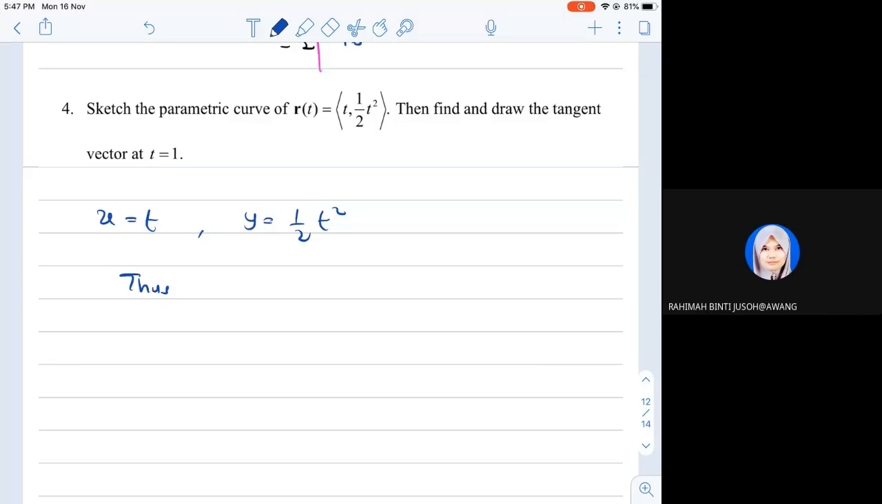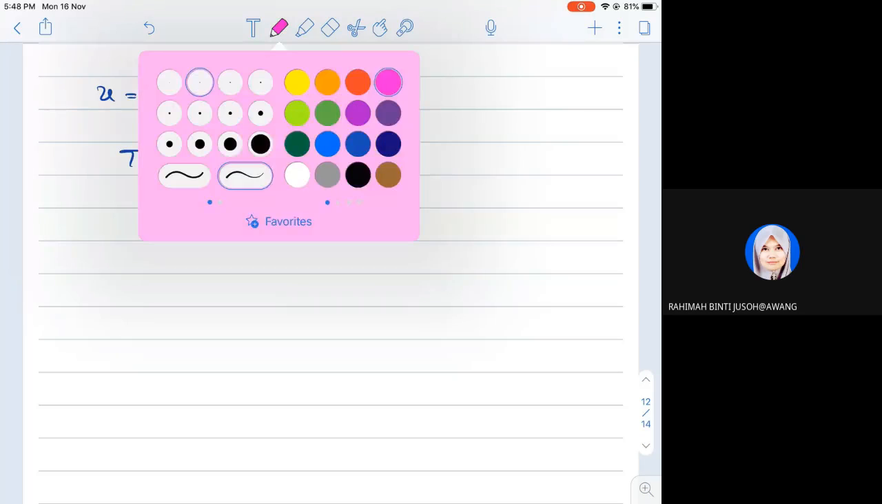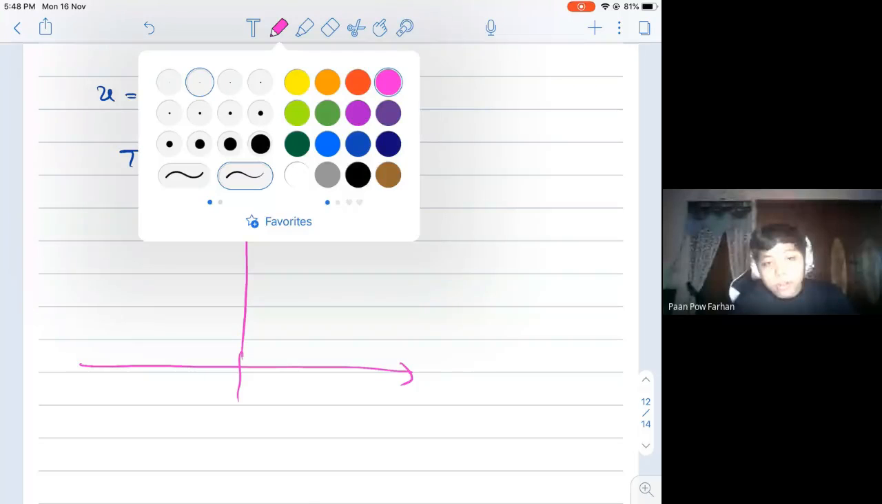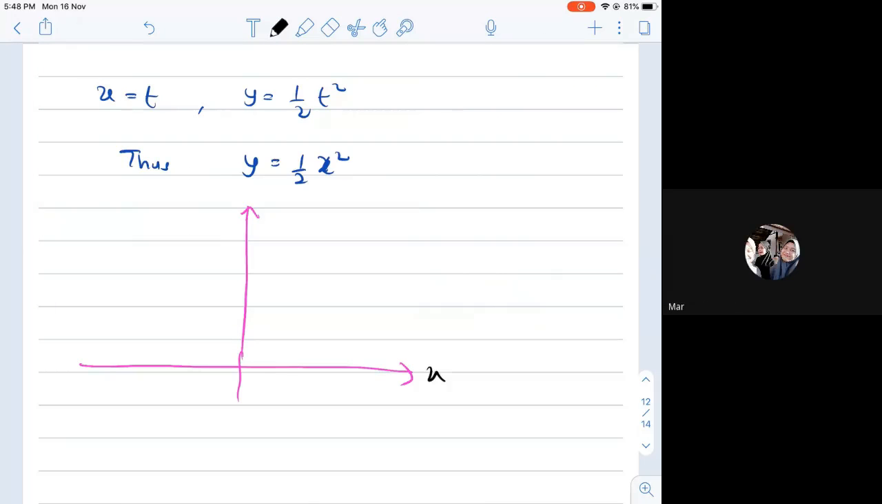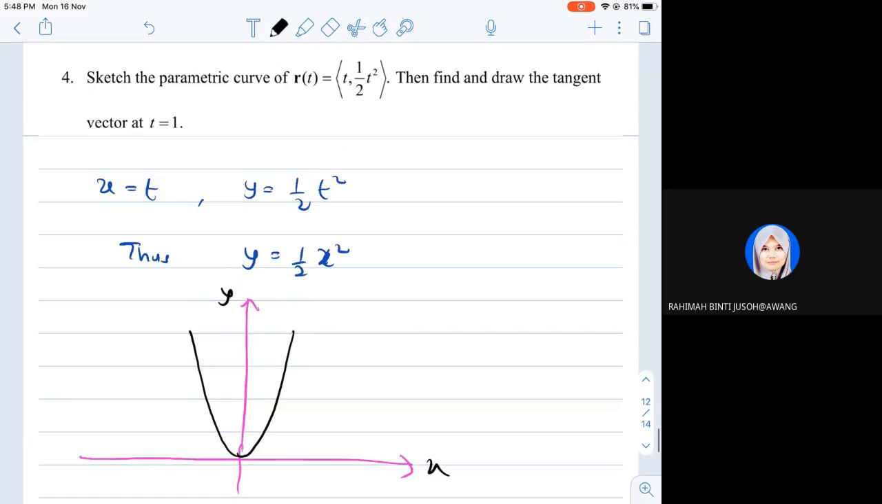Quadratic. Yes, quadratic. Thus, y equals 1 over 2 x squared. This really is at your fingertips. Is the parabola opening upward, downward, right or left? Upward. Yes, upward. So like this. Okay, next, what is the value of t?